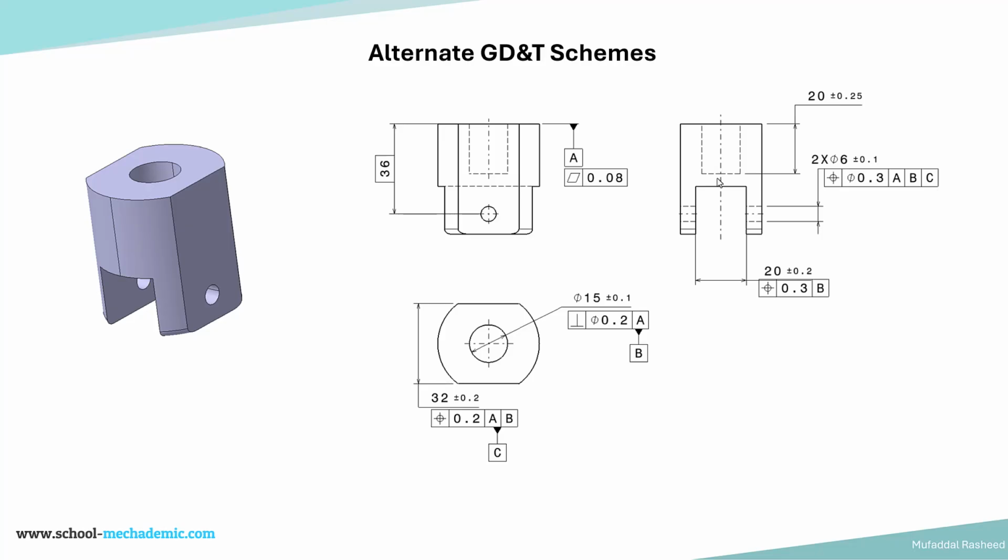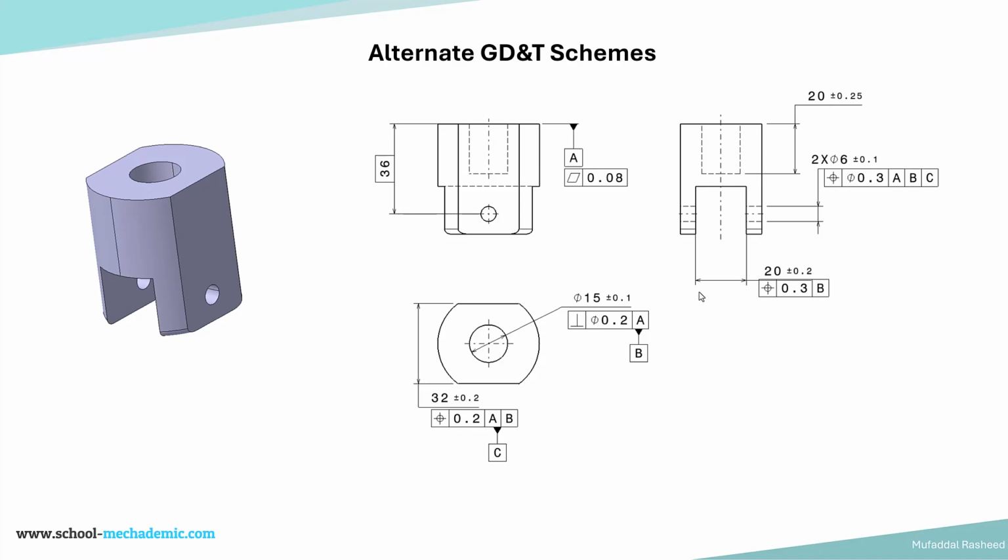So with respect to this center axis, this width is being controlled. We are saying that this width should be symmetrical with respect to the center axis of the hole. So that is what we are controlling over here, the position of the width with respect to the hole, because here datum B is the one which is mentioned. So datum B is the hole. So that is what is being controlled. Now this is one possible GD&T scheme.